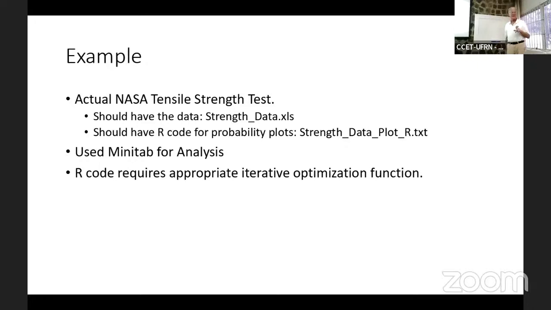Okay. I used to be able to code, but I'm too old now. So I've given you the code for the probability plots because I think that's a cool thing that you're not going to see in other software. It's easy to get the optimization routines. Okay? So next slide.